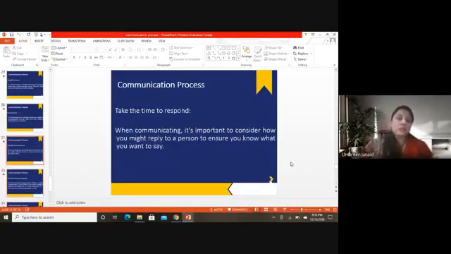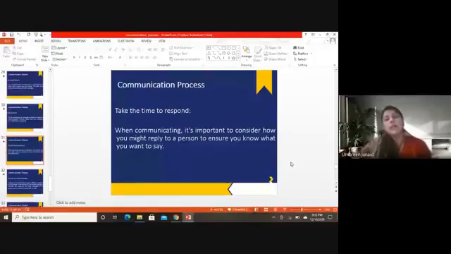Take the time to respond as well. When communicating, it's important to consider how you might reply to a person to ensure you know what you want to say. Sometimes in your busy schedule, you don't get time to respond. You don't send an email as an answer, because if someone asks you a question, you didn't get time to respond. And as I said, there will be a gap in the communication, and that gap can create some confusion.